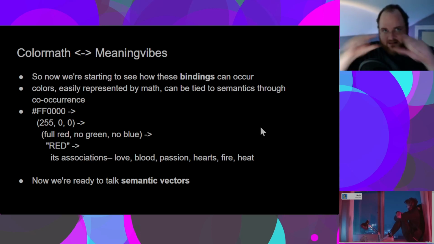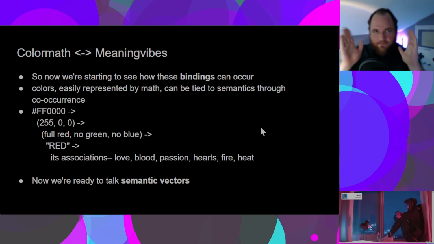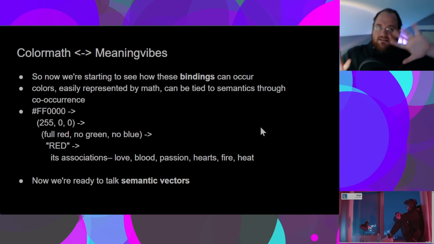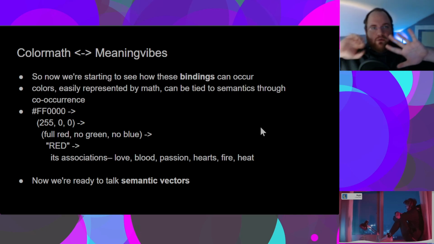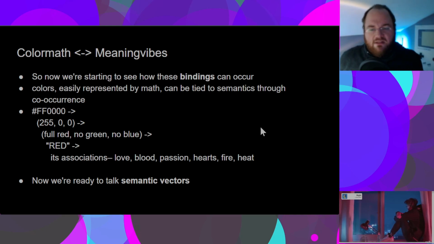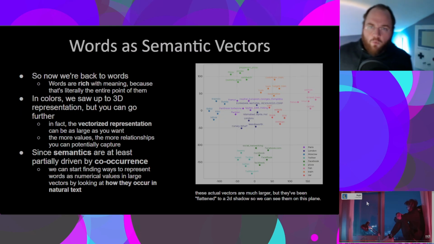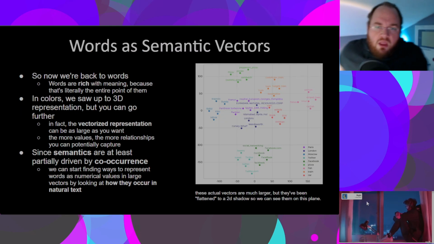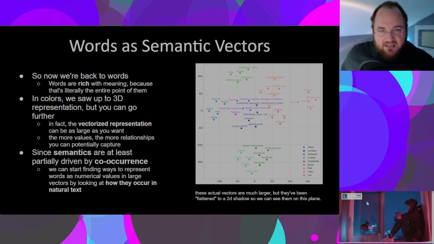That concept, that kind of pipeline for mapping between a numerical space and conceptual activations in our minds, is very useful going forward. So let's try to talk about semantic vectors. Words as semantic vectors. So we're back to words. Words are rich with meaning. We use them all the time. They're all over this screen, right? You know many things about words, because that's the whole point of words. They are designed to signify things that have meaning.